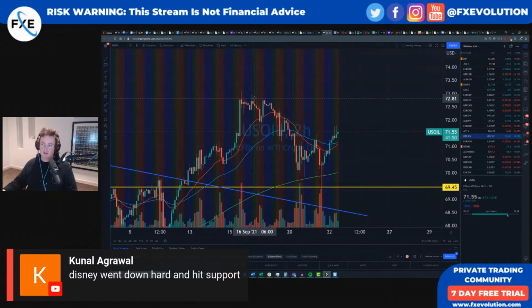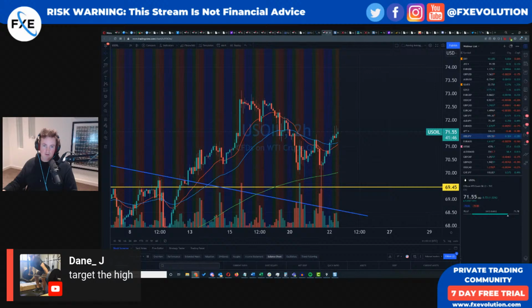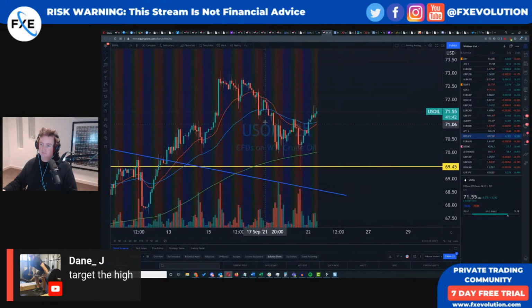So yeah, I quite like this one. What for, D&J? Target the high for this or the other one? I do like this base though. And I think once you close past that 71, 70, whatever it is, 80 area, you're really starting to look for further ramping. It looks good.